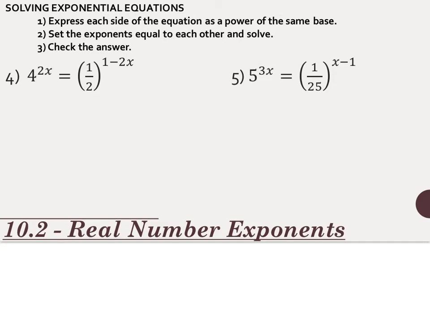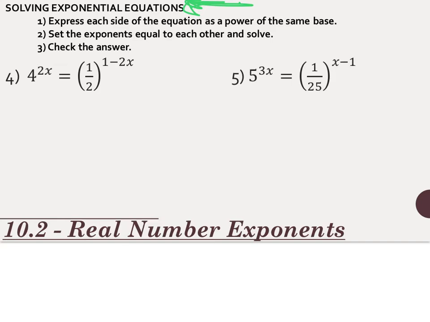Okay, so with these we are solving exponential equations. That's what we're doing. We're solving them. It's a terrible arrow. And so I have little steps to make that happen. Number 1 says express each side of the equation as a power of the same base.